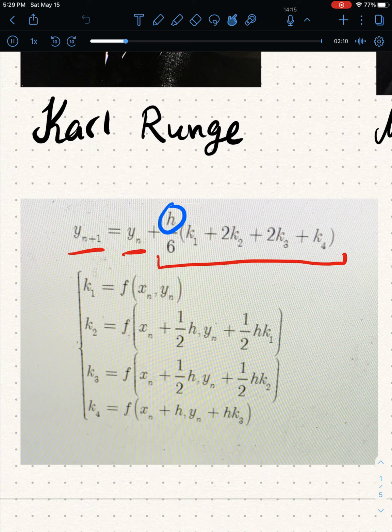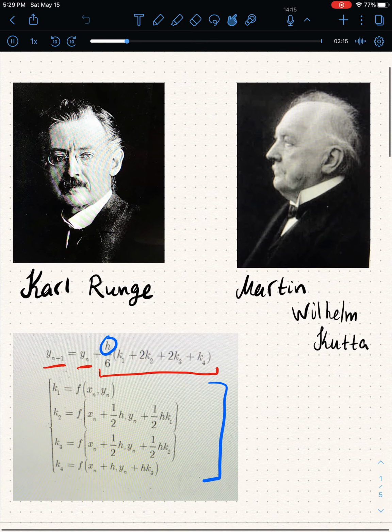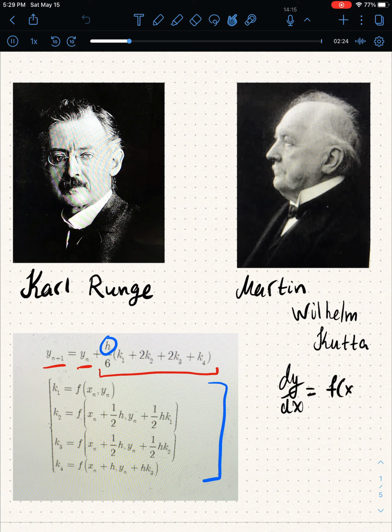Now, how do we find those weights? Those weights can be found through our function, the one we are working with, which is still of the form dy/dx equal to just a function of x and y.